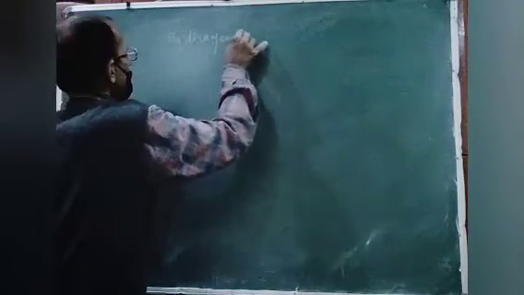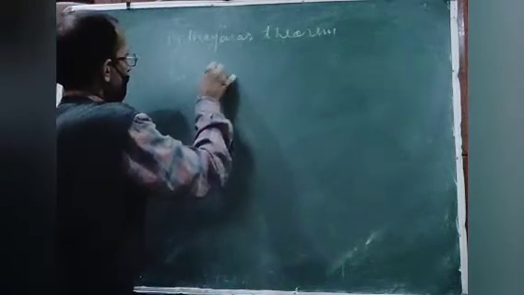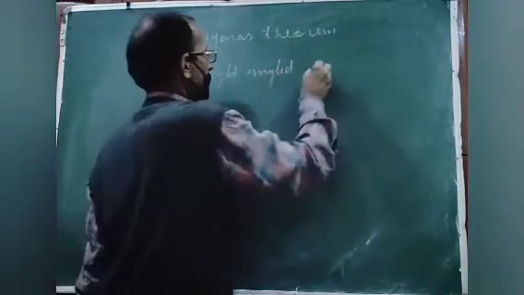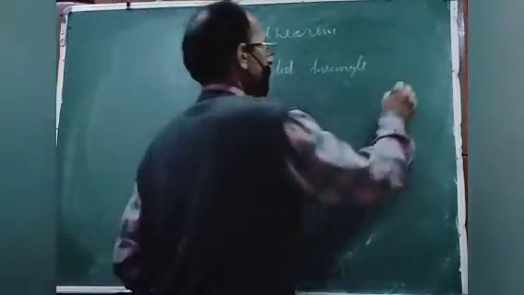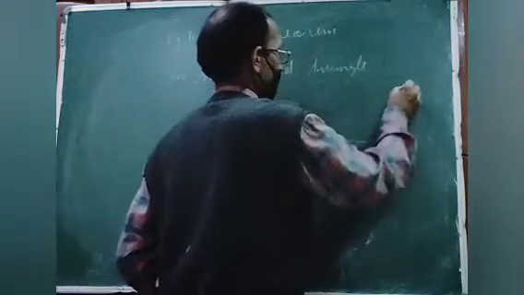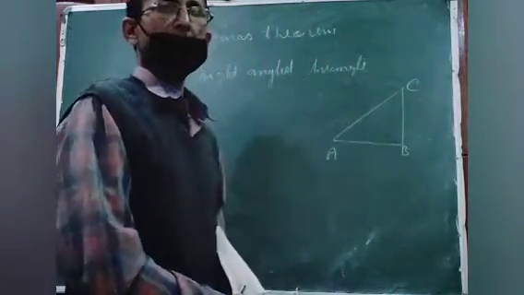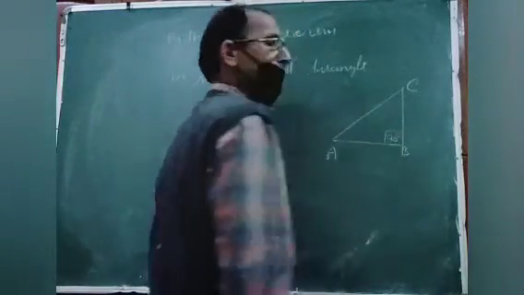So what is Pythagoras theorem? In a right angle triangle, this is a right angle triangle, A, B, C. In this triangle, angle B is 90 degrees.